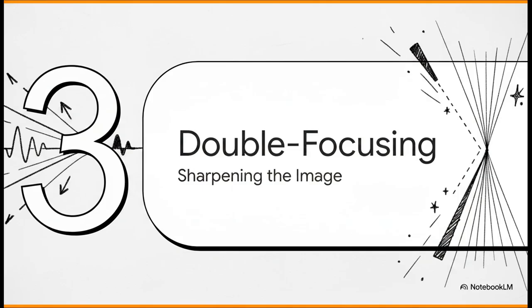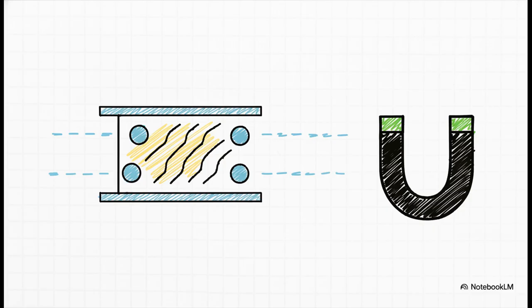Which brings us right to part 3, double-focusing instruments, sharpening the image. This is a really clever upgrade designed specifically to boost that resolution metric to the next level. So the reality of standard magnetic sectors is a slight physical imperfection. Ions don't actually all leave the starting gate with the exact same initial velocity. Some get a little extra push, others lag behind just a bit. In a simple magnetic setup, this tiny velocity spread causes the final image at the detector to blur, which ruins our resolution.